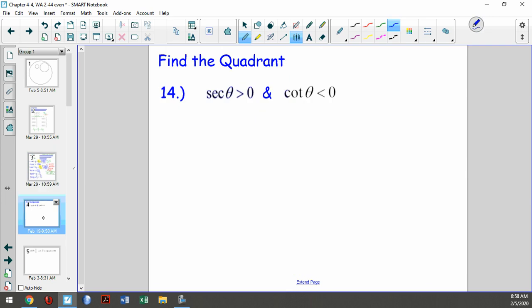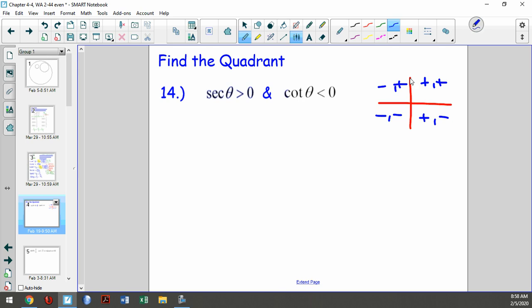Perfect. Now, the next set of instructions is problems 13 through 16. It says to state the quadrant in which theta lies, and they give you some criteria. Now, if we're talking quadrants, I need your brain to go to quadrants. In quadrant 1, I have plus, plus. Quad 2 is minus, plus. Quad 3 is minus, minus. And quad 4 is plus, minus.